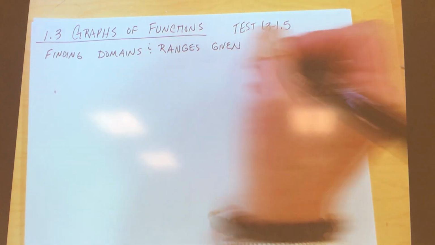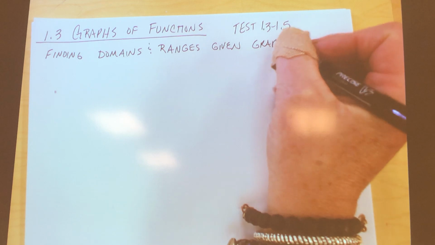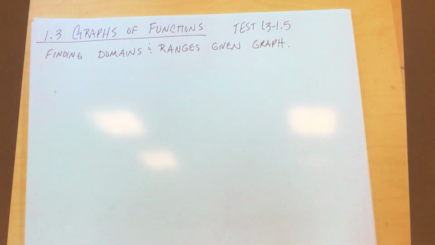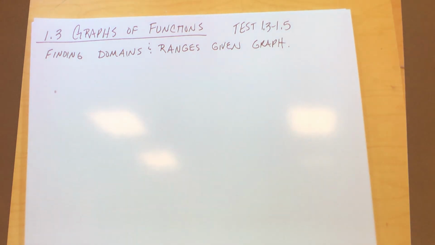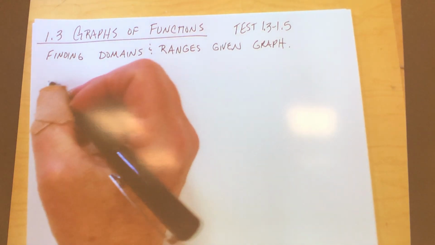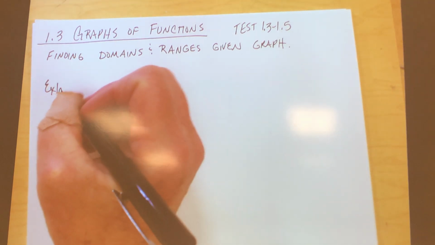Given a graph. So instead of me giving you a function, and that was when you looked at domains like restrictions, I'm going to give you a graph, and you're going to tell me what the domain and the range is. Is everybody okay? All right, so here we go. Example 1A.